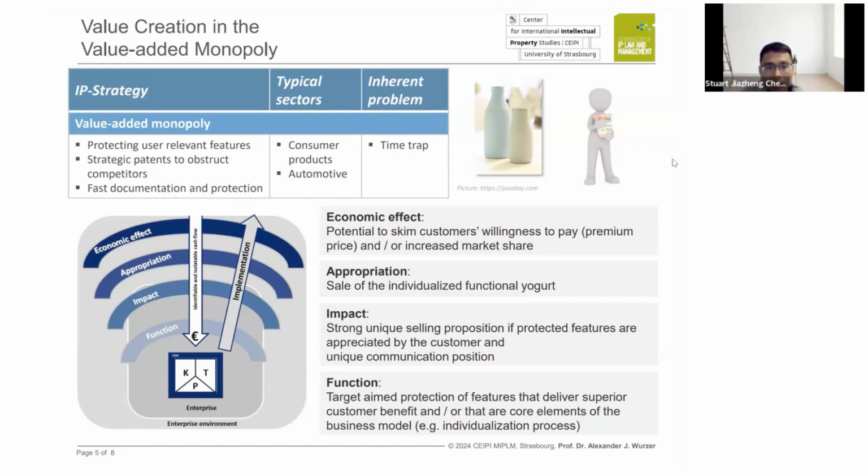Then the economic effects will be that the sales numbers and the sales payments will get larger. So the income and investment for this certain product would benefit from this increasing fidelity of the customers. So this is the value-added monopoly. Then next slide, please.